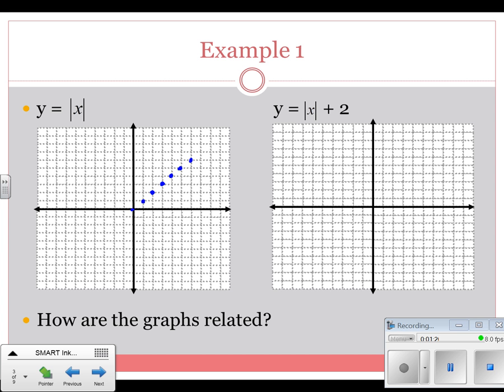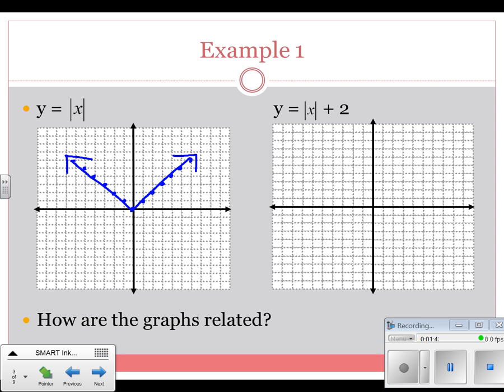Absolute value of 0 is 0. Absolute value of negative 1 is 1. Absolute value of negative 2 is 2. Absolute value of negative 3 is 3. So we can put anything in for x, and then we get our y. We see here this is our parent function of our absolute value functions. You can see that V shape.